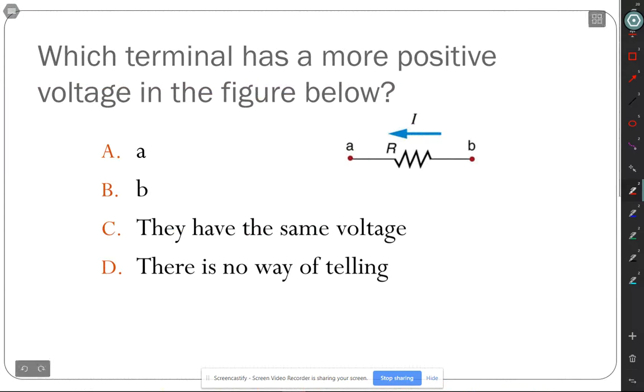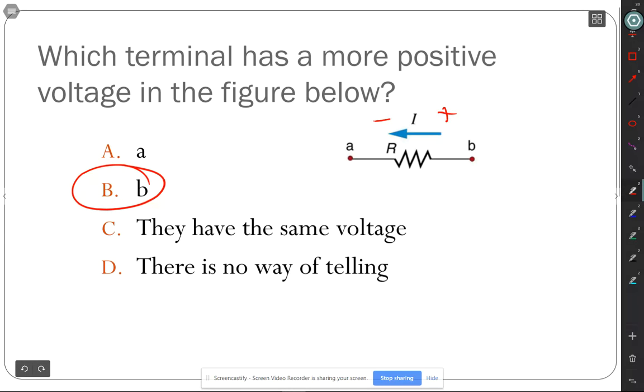Okay, let's move into a simple question relevant to yesterday. In this diagram, which side of that resistor is the positive side and which side is the negative side? Okay, so we have A or B. Which one's positive? B.